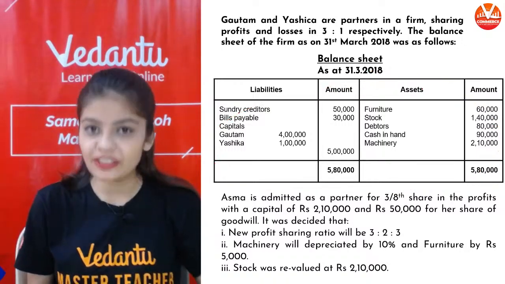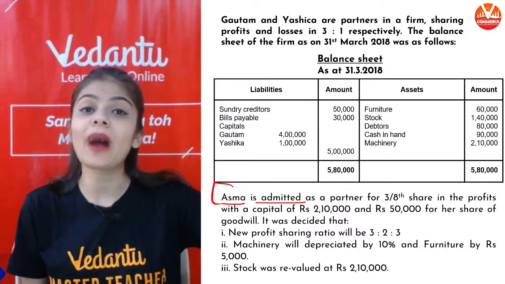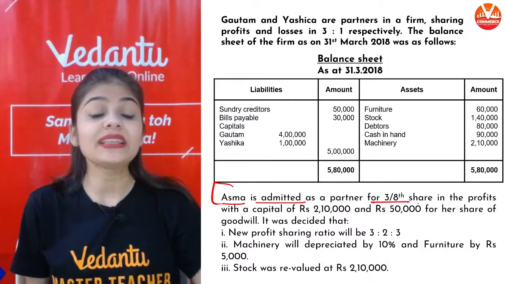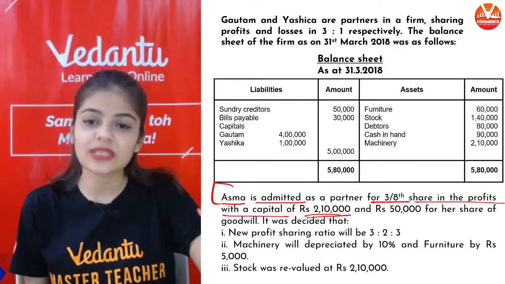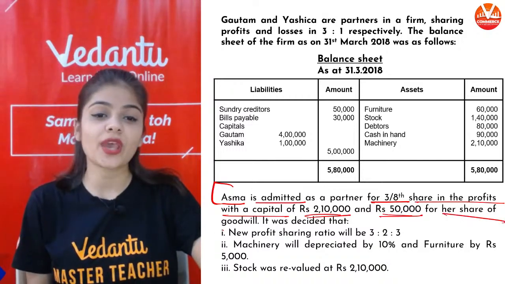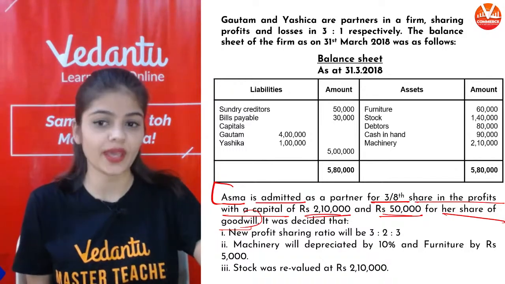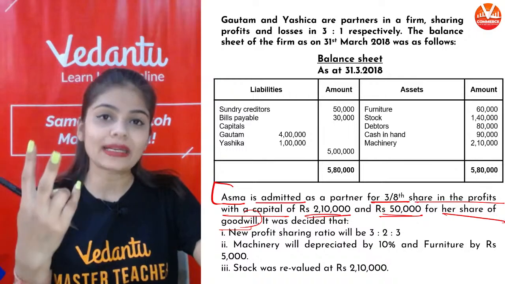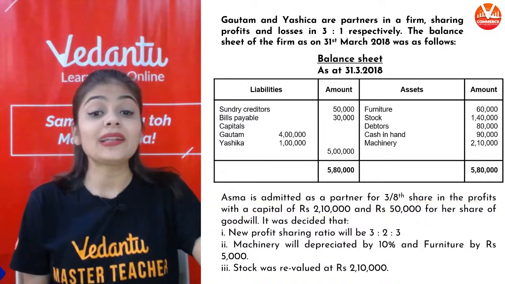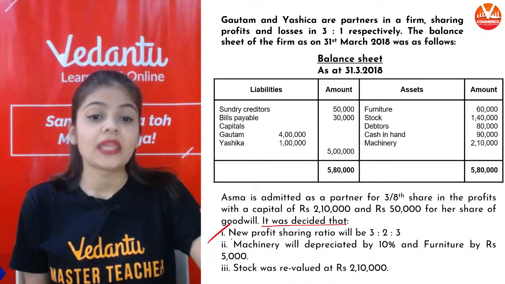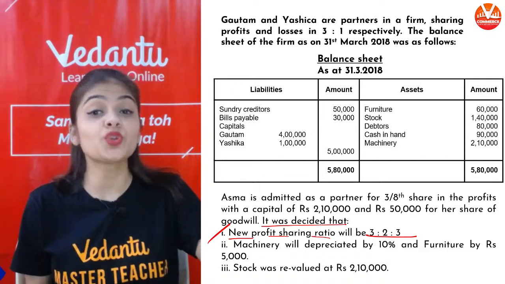Now, after the balance sheet, it is said that Asma, a new partner, is admitted for a 3/8 share in the profit with a capital of 2,10,000 and 50,000 for her share of goodwill. It was decided that the new profit sharing ratio will be 3:2:3.